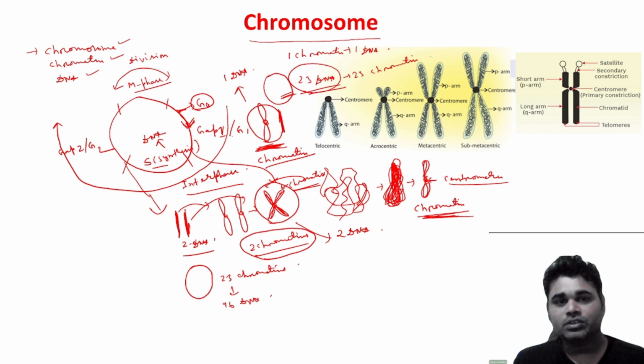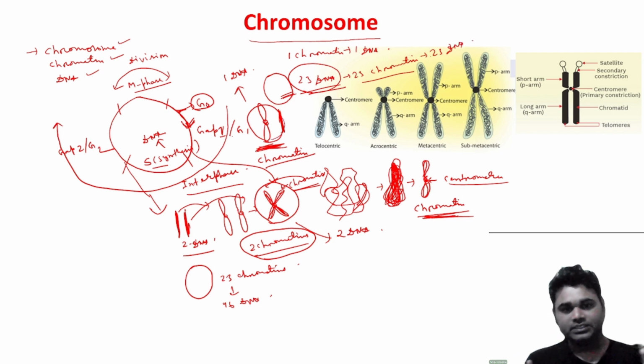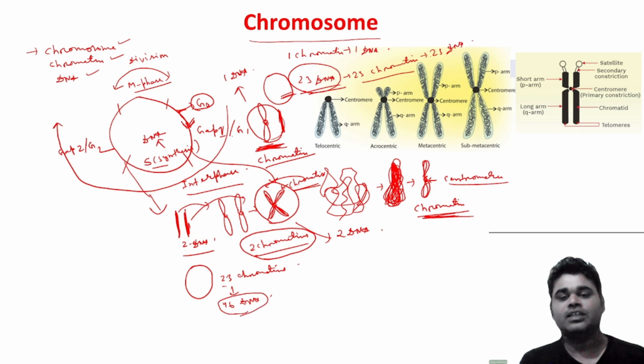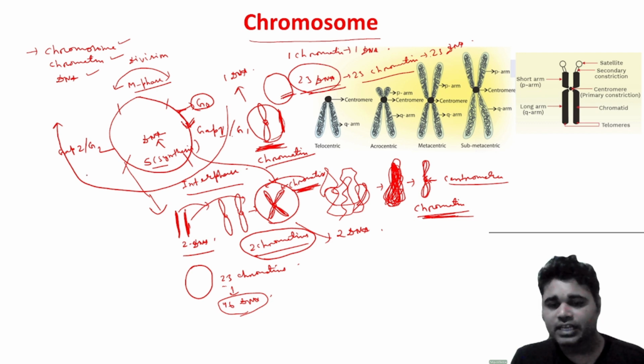Here the 23 chromatins are present, and the 23 DNA are present, and the structure looks like this. But in the S phase, the same number of chromatin, that means 23 chromatins, but 46 DNA, that means the DNA number doubles. So two chromatids are formed, and each is called a chromatid or a sister chromatid. In the gap 2 phase, again the same structure is present here, but in the division phase, a different structure is present.